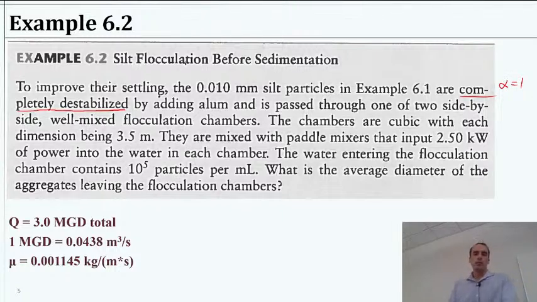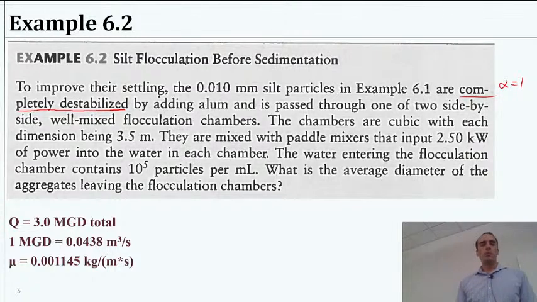By adding alum, which is aluminum sulfate, and is passed through one of 2 side-by-side well-mixed flocculation chambers. The chambers are cubic, with each dimension being 3.5 meters. They are mixed with paddle mixers that input 2.5 kilowatts of power into the water in each chamber. The water entering the flocculation chamber contains 10 to the 5th particles per milliliter. And the question is, what is the average diameter of particles, or aggregates rather, leaving the chamber? So the aggregate would be the particle after it's stuck together with other particles.